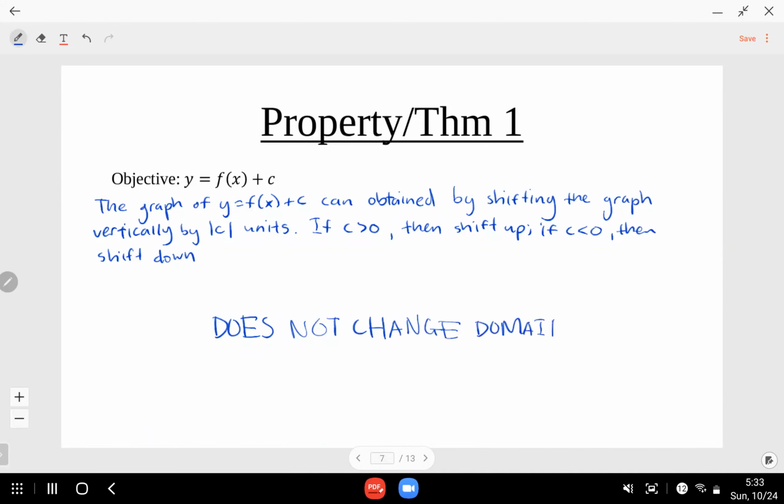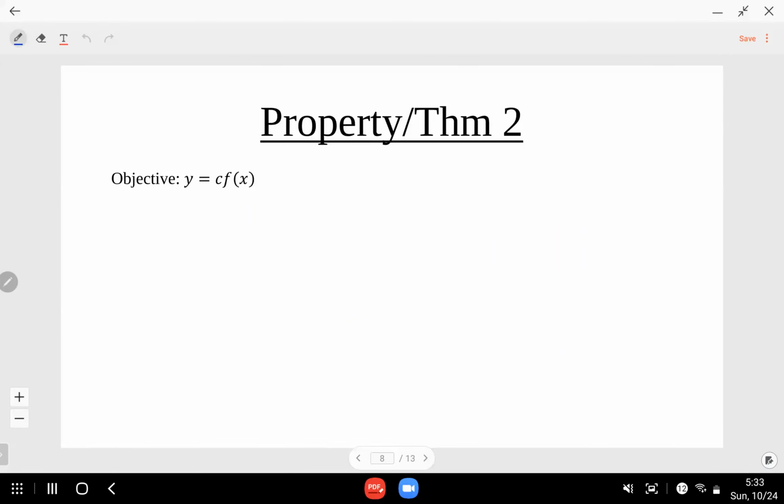Now, when do we change domain? All right, and we'll see that in a couple theorems after. And when you change domain, it means you're changing the x directly, like multiplying. Let's say you have y equals f of 2x. That is changing the domain. But since we're adding something onto it, we're not. All right. So let's look at this.